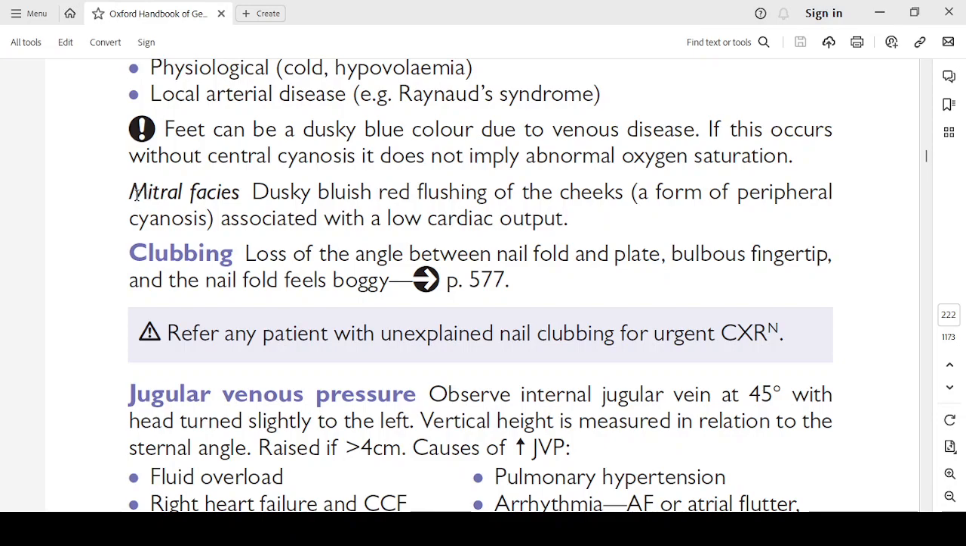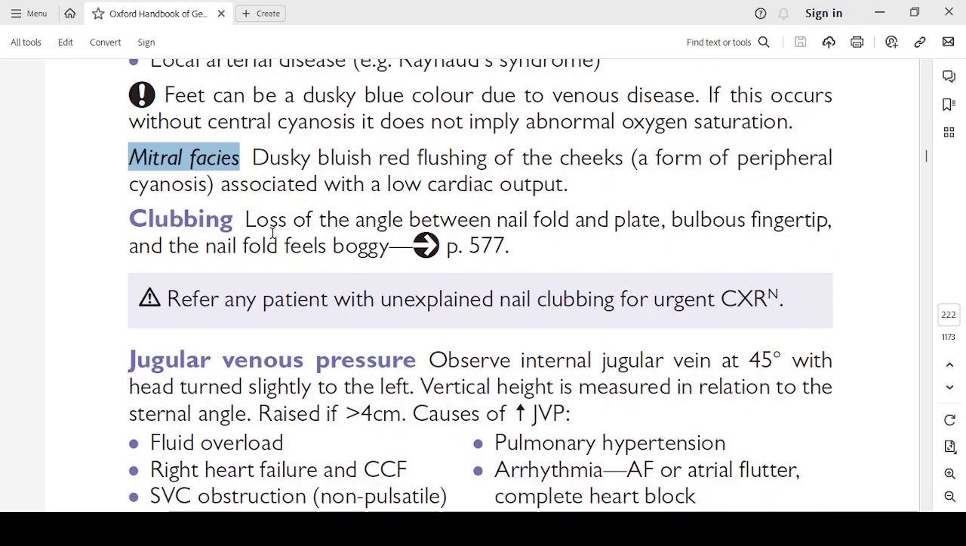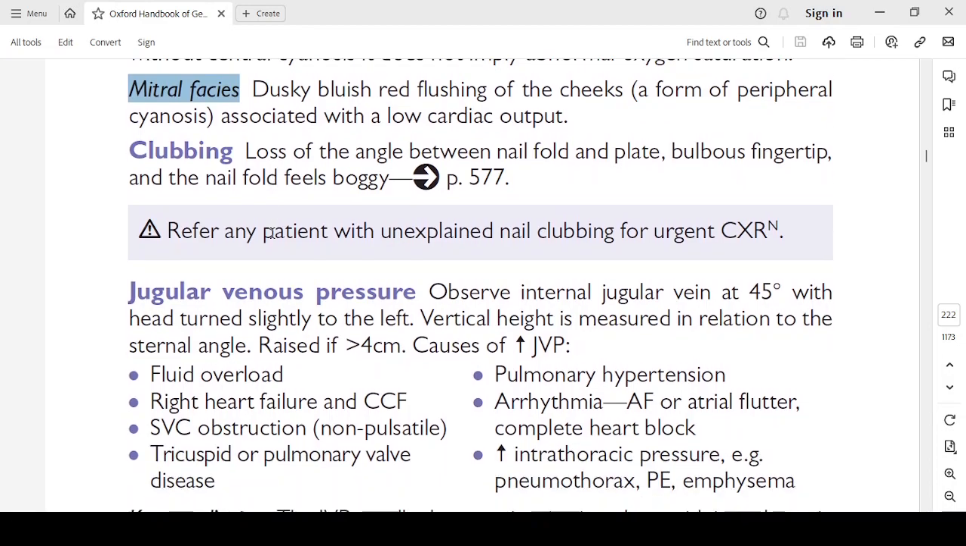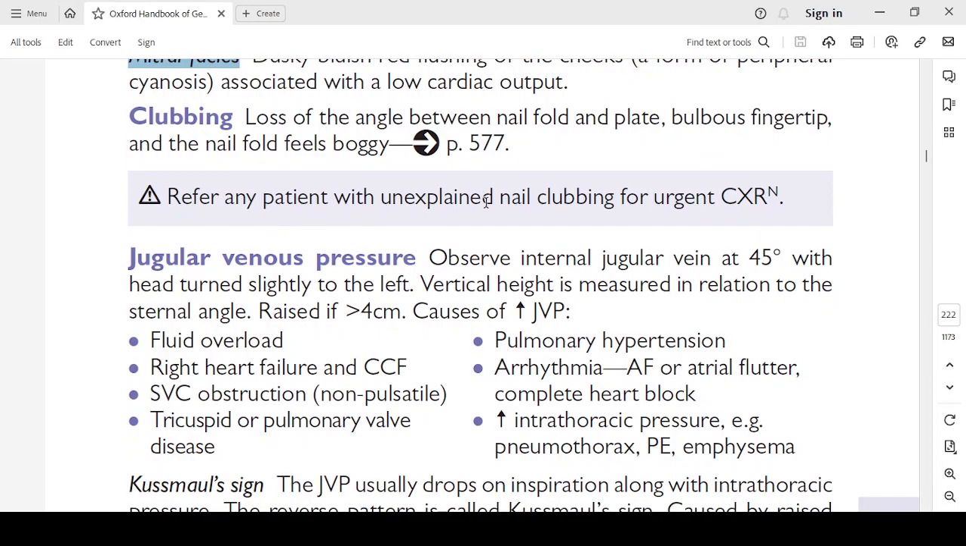Mitral facies. Dusky bluish red flushing of the cheeks, a form of peripheral cyanosis associated with low cardiac output. Clubbing. Loss of angle between nail fold and the plate. A bulbous fingertip, and the nail fold feels boggy. Refer any patient with unexplained nail clubbing for urgent chest X-ray.